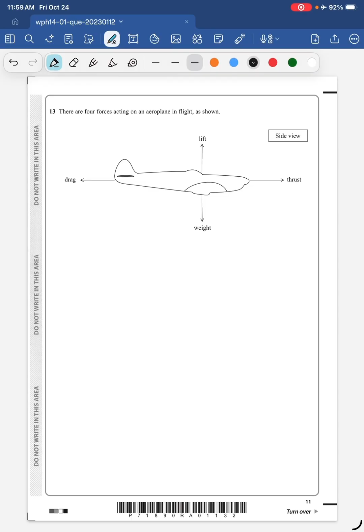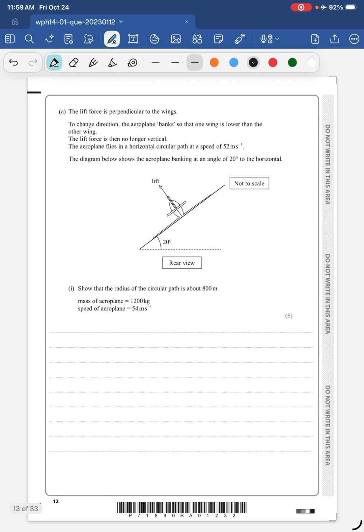Okay, let's move on to question 13. So there are 4 forces acting on an aeroplane in flight as shown: lift, weight, drag, and thrust. The lift force is perpendicular to the wings, okay. To change direction, the aeroplane banks so that one wing is lower than the other. The lift force is then no longer vertical.